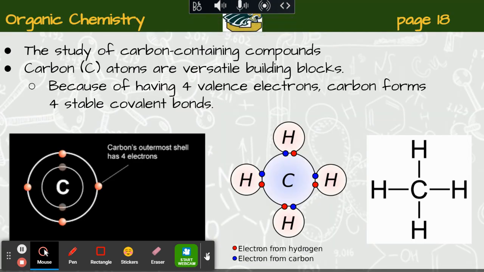So this is about organic chemistry and the study of carbon-containing compounds. Carbon atoms are really versatile building blocks here, partially because they have 4 valence electrons. So here, 1, 2, 3, 4.